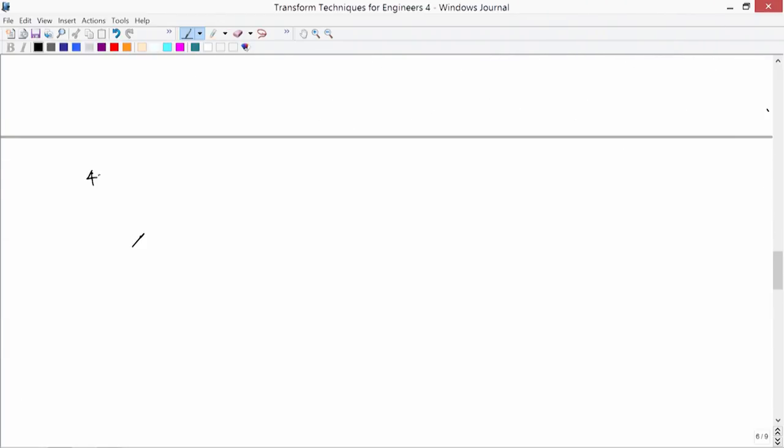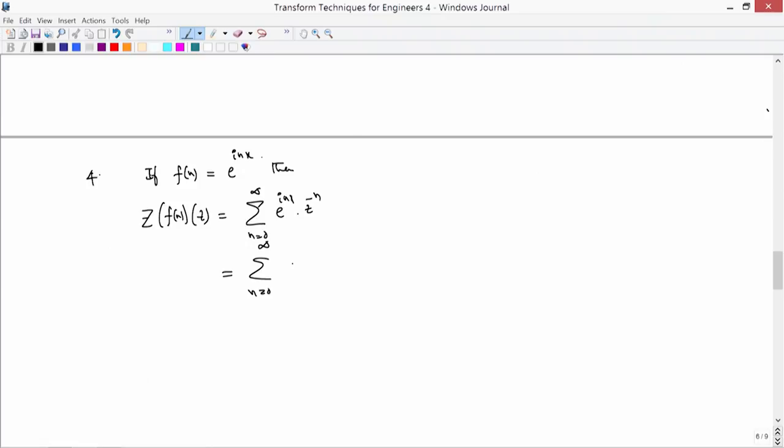So the fourth one. If f of n equals e power i n x, then what is your Z transform? Z of f of n of z is equal to the sum over n from 0 to infinity of e power i n x times z power minus n. This you can rewrite as the sum over n from 0 to infinity of z by e power i x, all to the power minus n.